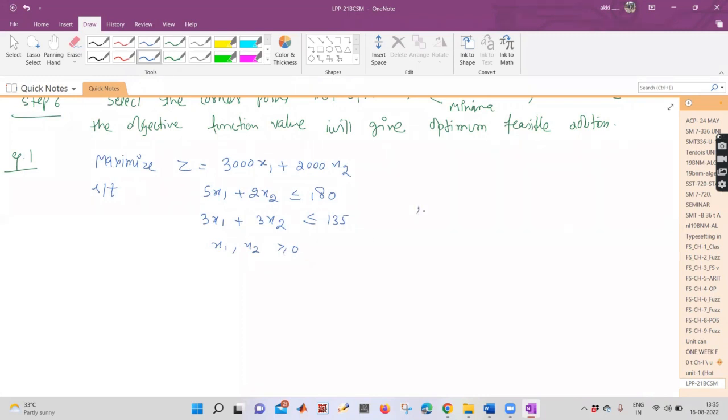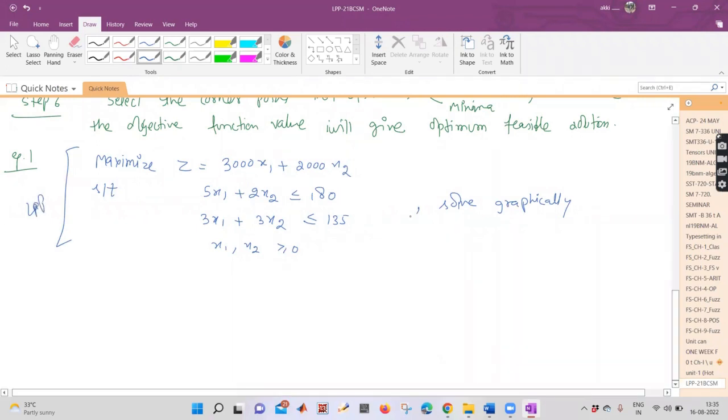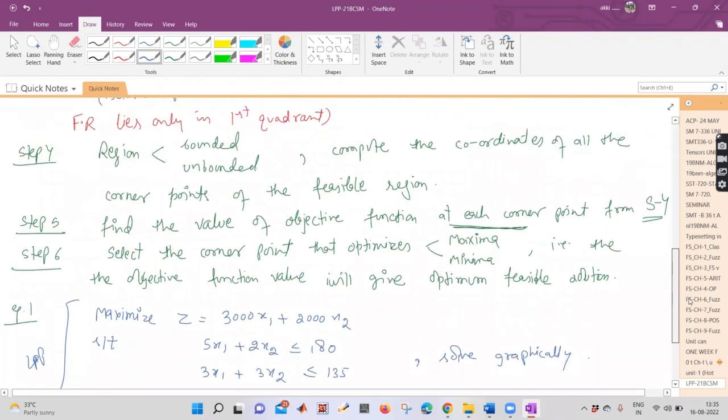Okay, solve graphically. They will tell you how you have to solve it, because it is an LPP. So every problem will be of this form only, but which method you need to apply, they will tell you. So it is telling solve graphically, then only you are going to apply the graphical method. Fine.